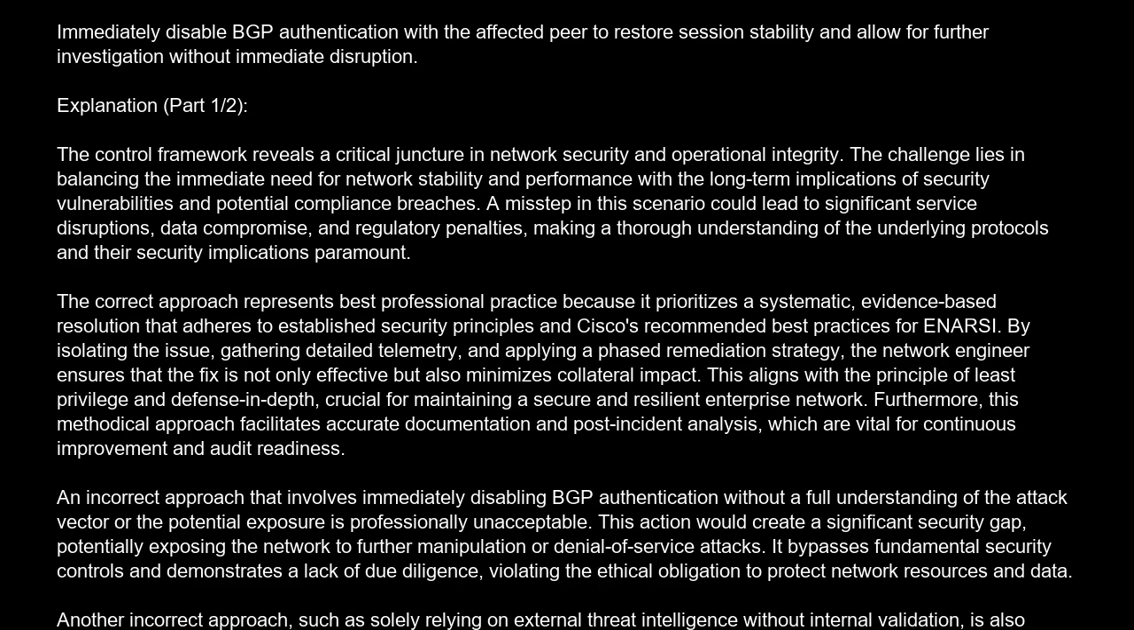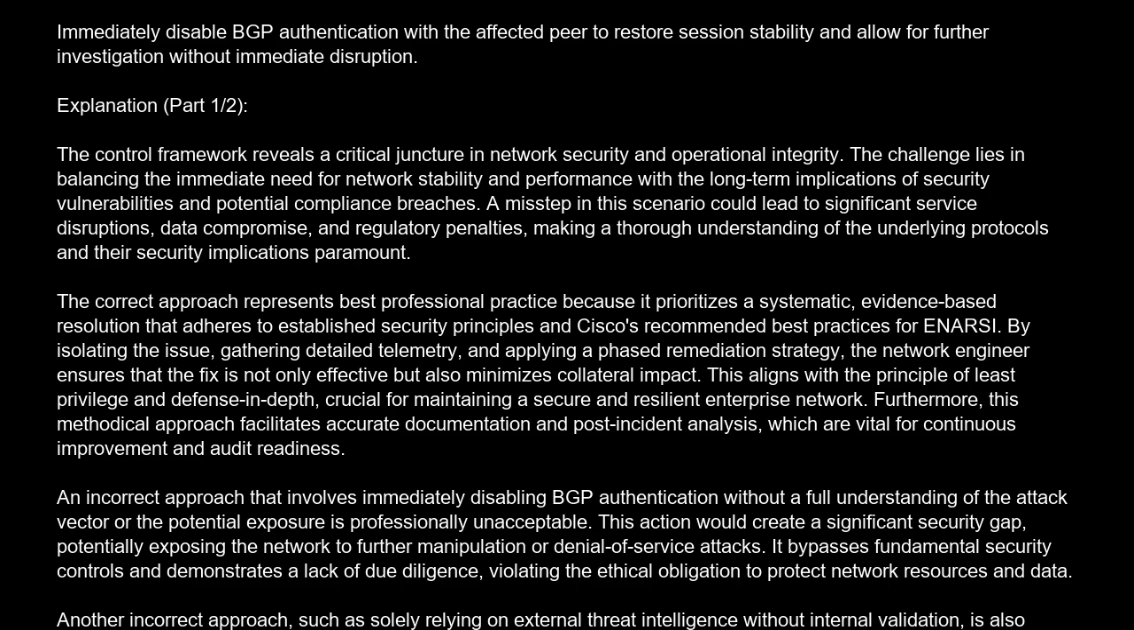The correct answer is A. Immediately disable BGP authentication with the affected peer to restore session stability and allow for further investigation without immediate disruption. Explanation. The control framework reveals a critical juncture in network security and operational integrity.